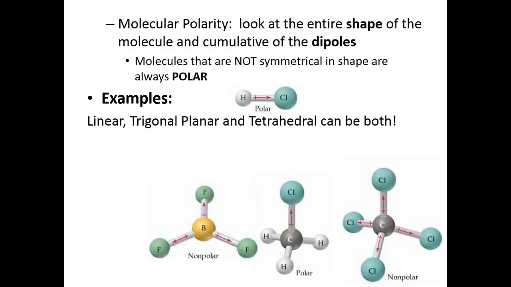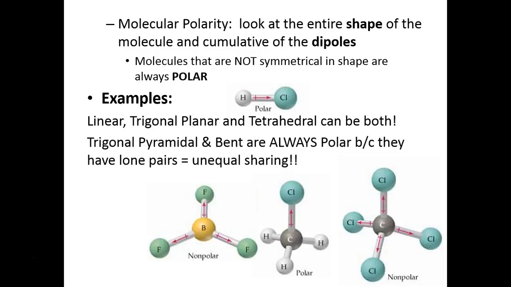So the general rule of thumb is if it's one of these shapes, linear, trigonal planar, or tetrahedral, and it has the same atom all the way around the outside, like the BF3 does, where they're all fluorines on the outside, or the CCl4, where they're all chlorines around the outside, if they're all the same on the outside, it's going to be a symmetrical structure, and it's going to end up being nonpolar. However, if it's asymmetrical, like the CH3Cl, where there's some atom that's different around the outside, we're going to say that there'd be a difference in the pull of electrons in this structure, and then it would end up being polar.